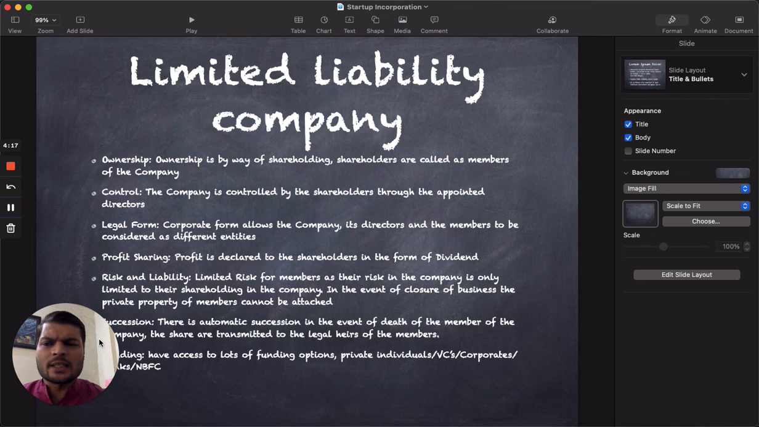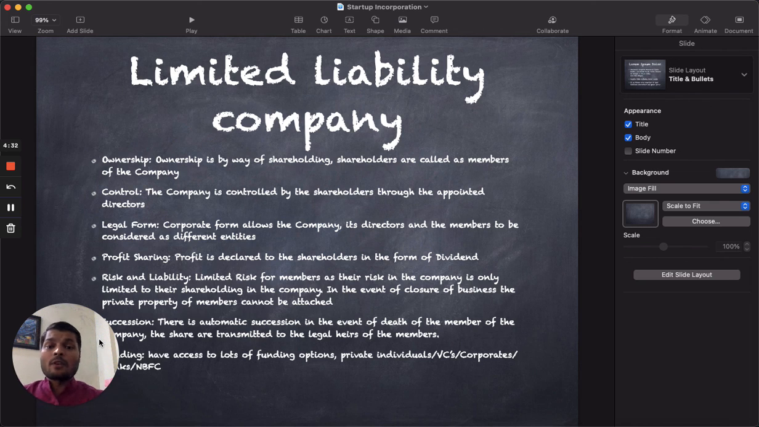We'll just quickly discuss exactly what it means. Ownership is by way of shareholding, and that means that shareholders and the company are two different entities. The control is through the shareholders, but the directors run the show. The directors are the ones who take care of the day-to-day affairs of the company.